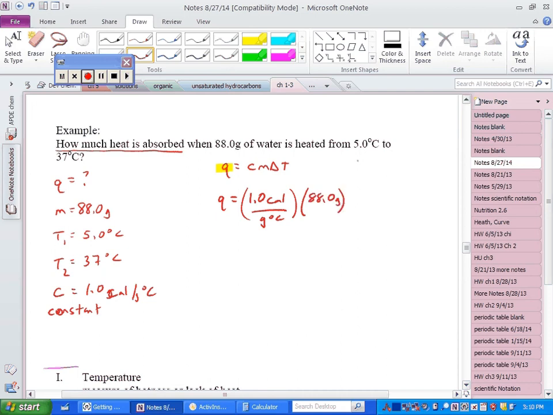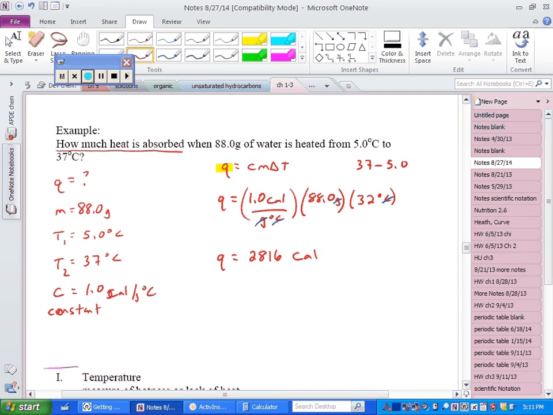And remember, delta T, we have to subtract. So it's 32 degrees Celsius. We've got grams on the bottom, grams on the top, Celsius on the bottom, Celsius on the top, so those units cancel. The unit that we didn't cancel is calories, which is an acceptable unit for heat. We do the math and we get 2816.